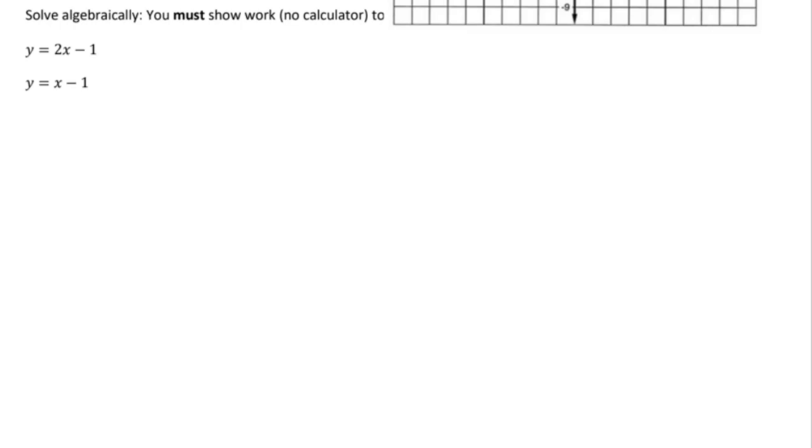Alright, in our last review, we have to solve this algebraically, which means you have to show work. No calculator. I know. Alright, so let's solve it.